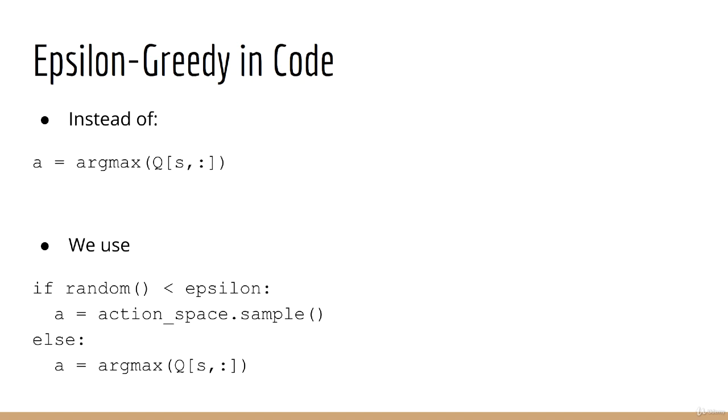Here's how we will do this in code. Instead of always performing the action specified by the policy, we will generate a random number between 0 and 1. If this random number is less than epsilon, we will choose an action at random. Otherwise, we will perform the action specified by the greedy policy, which is greedy with respect to Q given the state S.